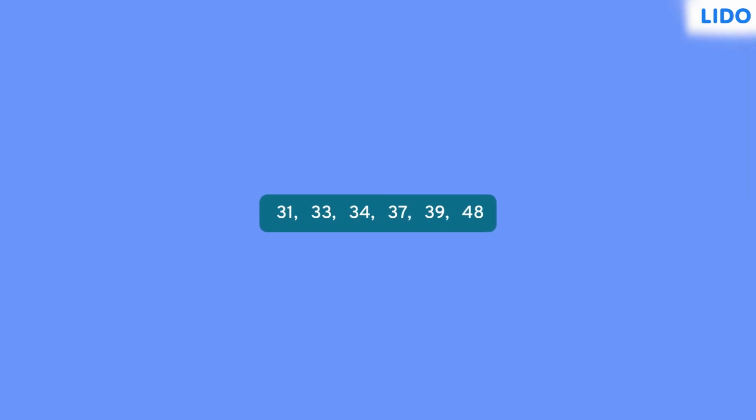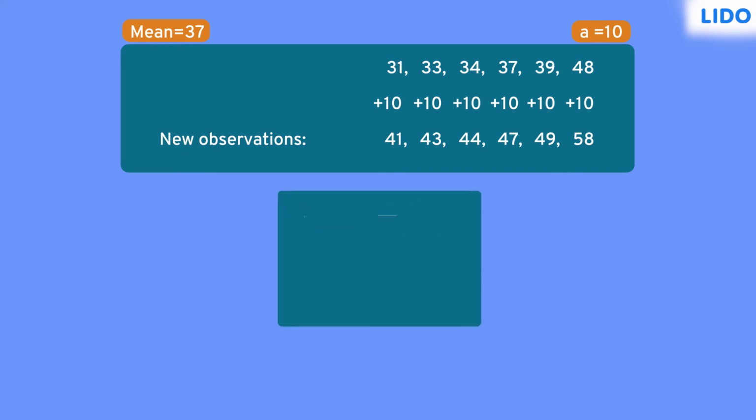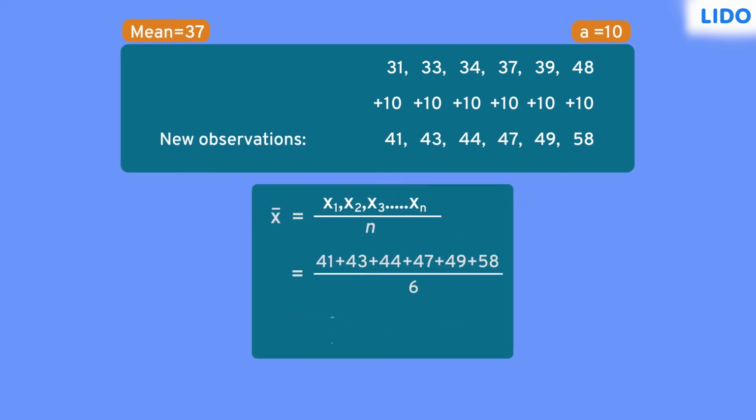The mean of 31, 33, 34, 37, 39 and 48 is 37. If each observation is increased by 10, then the new observations are 41, 43, 44, 47, 49 and 58. Now let's compute the new mean with respect to these observations. The new mean is 47, which means it has increased by 10 as compared to the earlier mean.